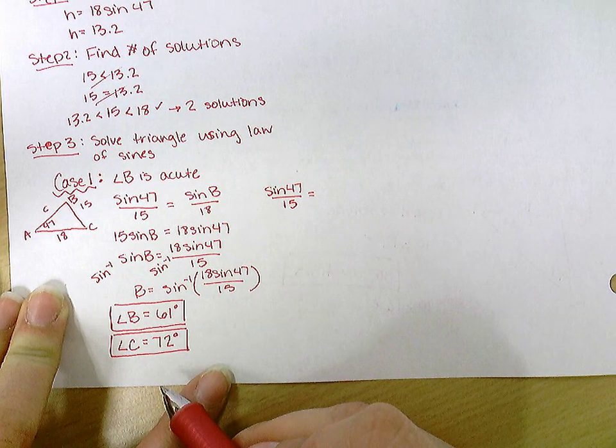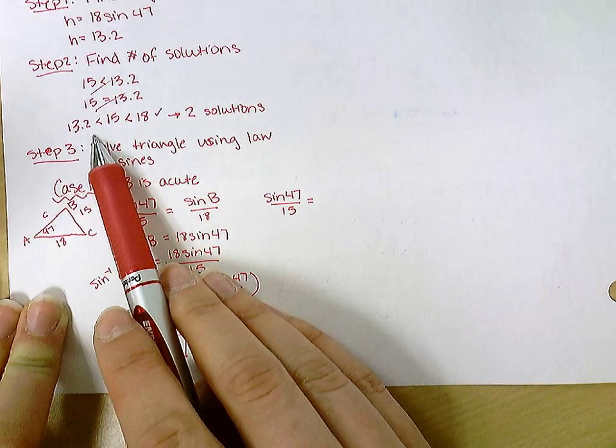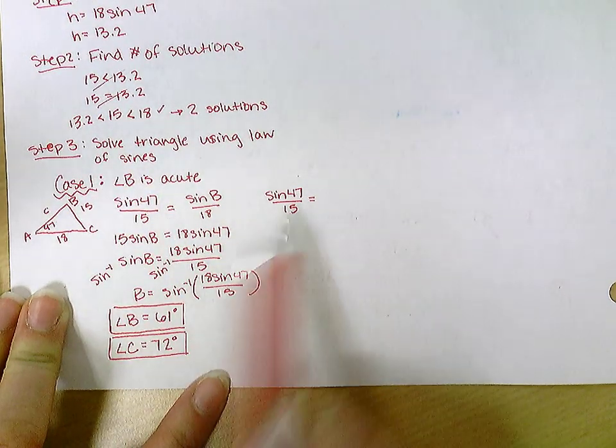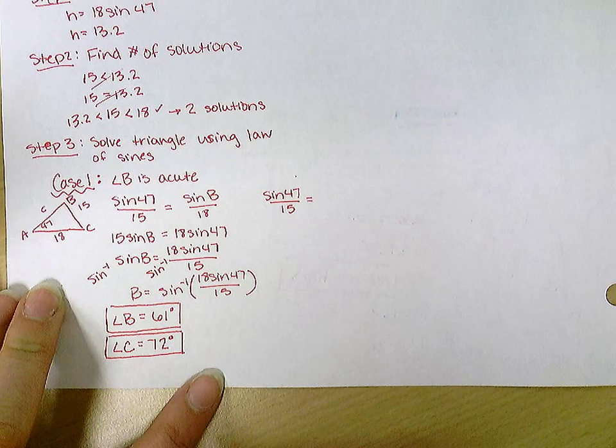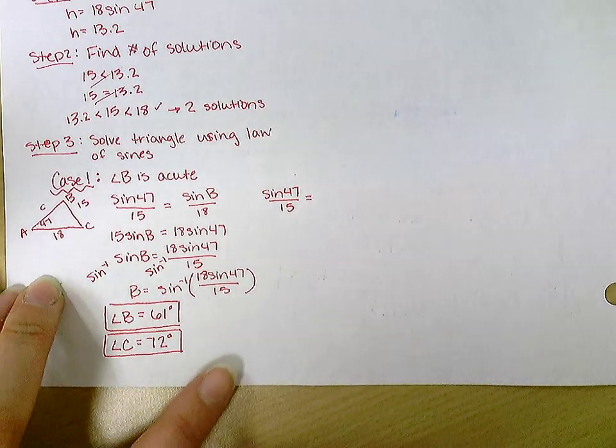Oh, that's the height. 13.2 was the height. We don't use the height for law of sines. That was just to see our different cases.